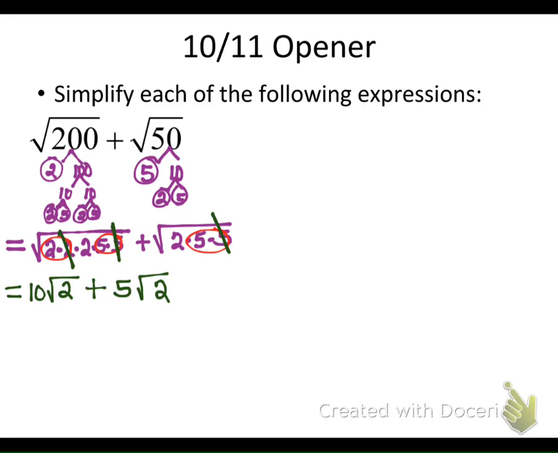Now we move to this week's lesson, adding square roots. So when we go to add or subtract square roots, we have to first find like terms. We base our like terms on whether the radicands are the same or not. So are my radicands the same? Yes. If my radicands are the same, then I add my coefficients, and then my radicand stays the same. So it's going to be 15 square root 2.